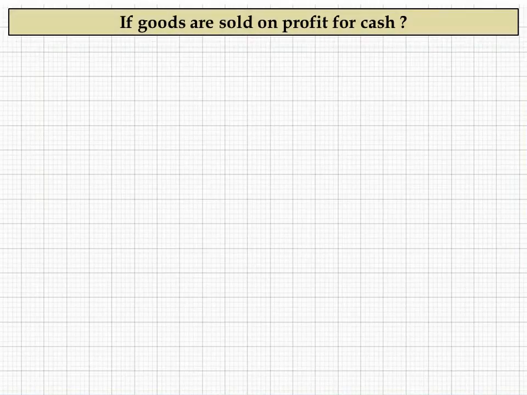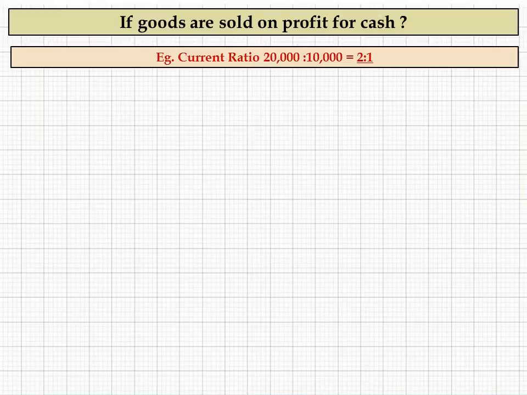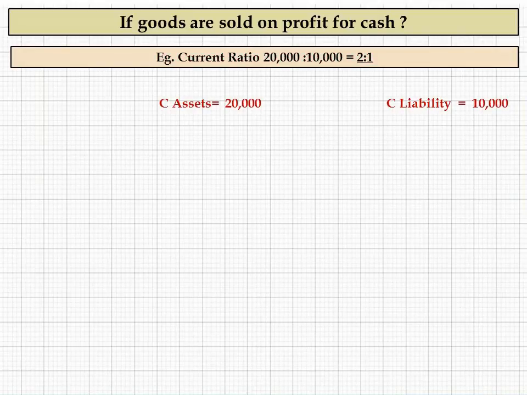What will be the effect on current ratio if goods are sold at profit for cash? Suppose our current ratio was 20,000 is to 10,000, means 2 is to 1. Our current assets were rupees 20,000 and current liabilities were rupees 10,000. We have sold the goods at a profit. We assume that the cost of the stock was 800 rupees, but we have sold it for rupees 1,000.